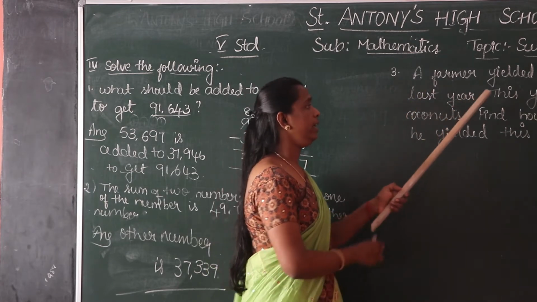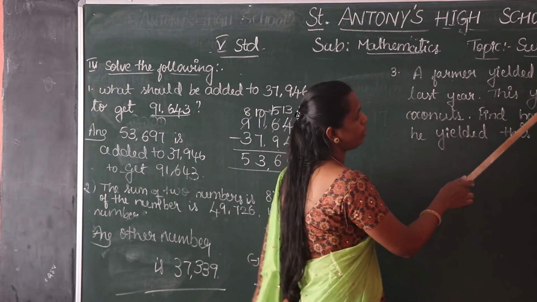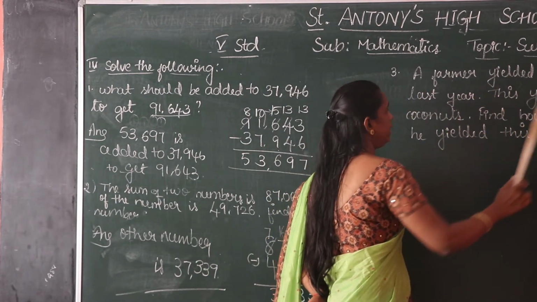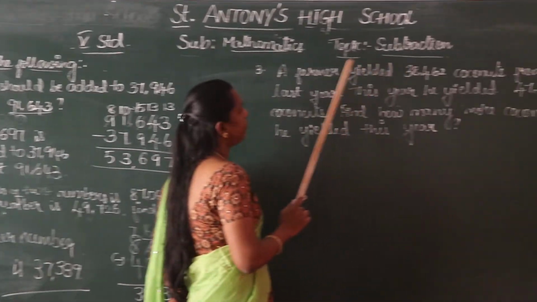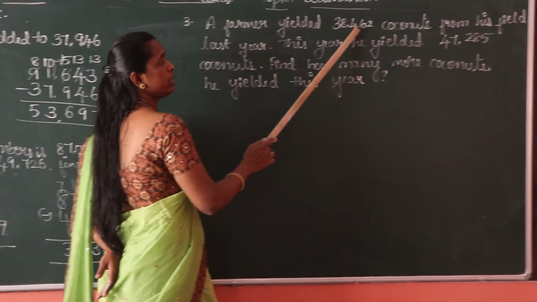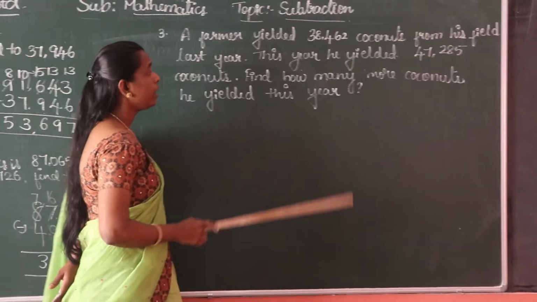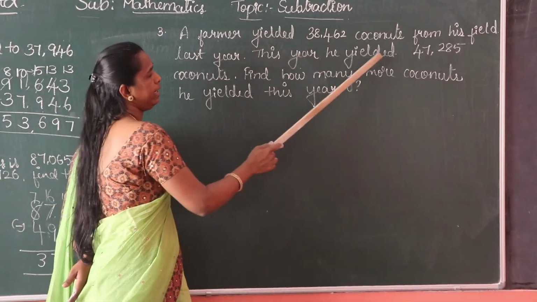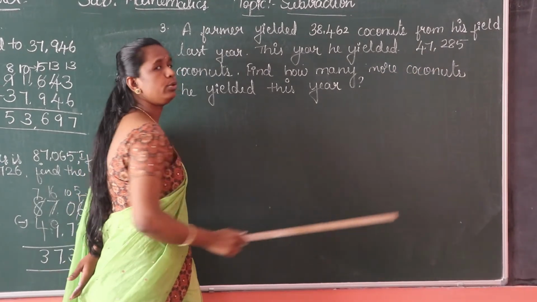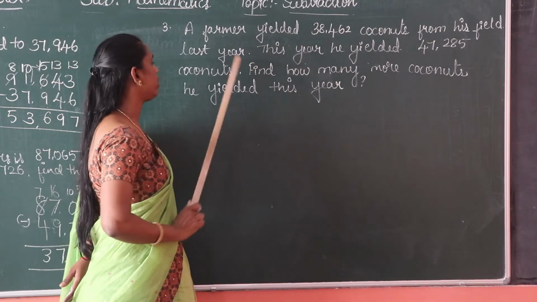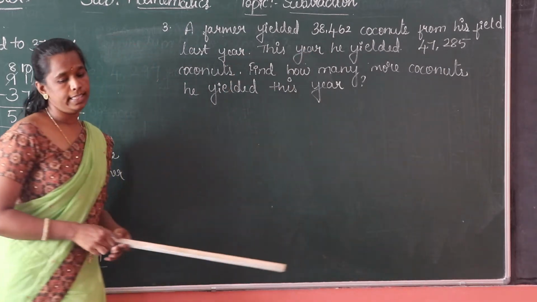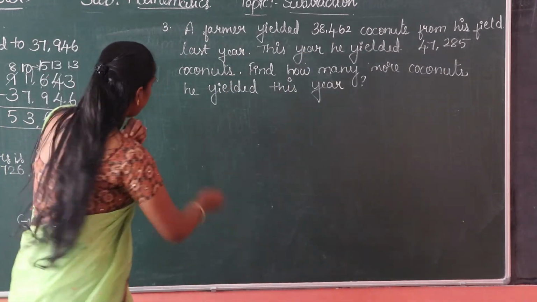Next, third sum. Read the question. A farmer yielded 38,462 coconuts from his field last year. Last year the farmer yielded 38,462 coconuts. This year he yielded 47,285 coconuts. Find how many more coconuts he yielded this year. Write the solution. Number of coconuts.